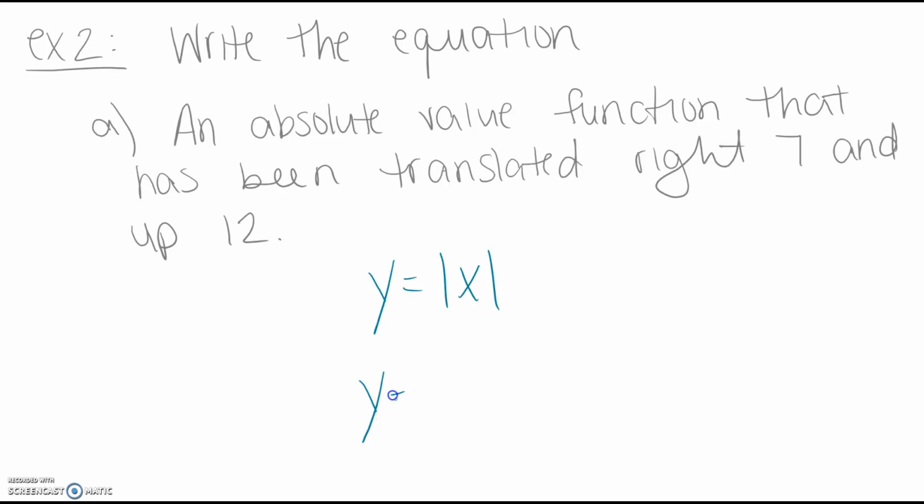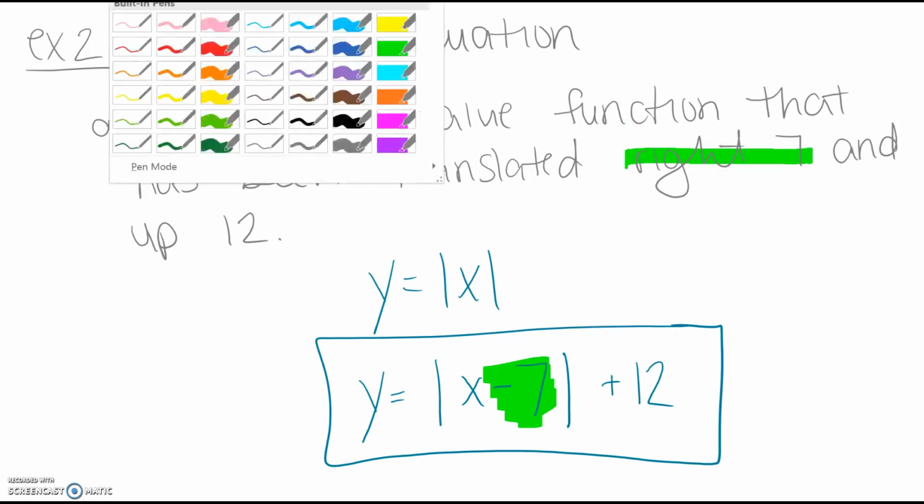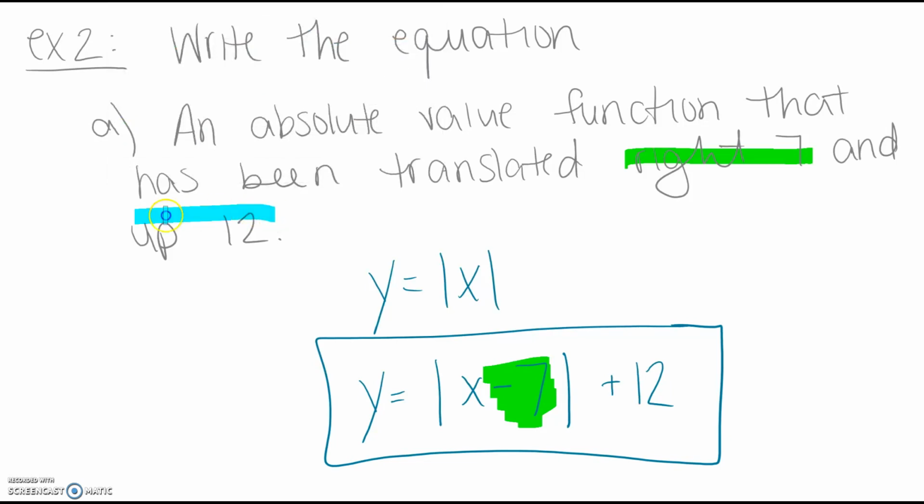So if we're going right, then that means it's inside, because that affects the horizontal. If we're going right 7, then we are going to have inside minus 7, and up 12. So that's on the outside, plus 12. And that is it. So absolute value function, check. It's been translated right 7, so it's going to be minus 7, and up 12. So plus 12. And that's it.